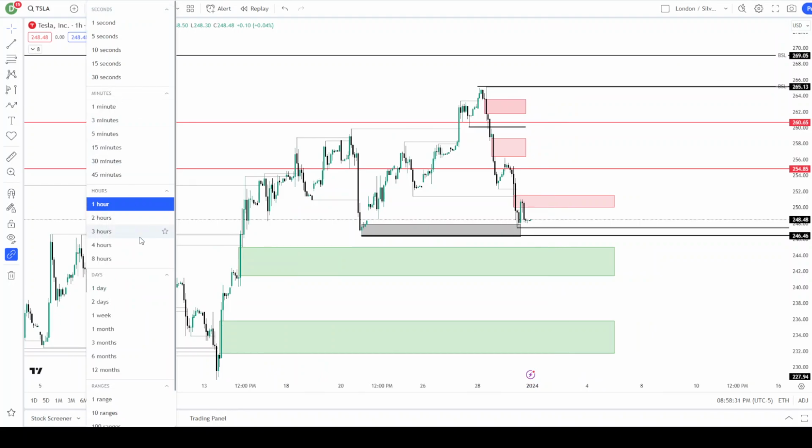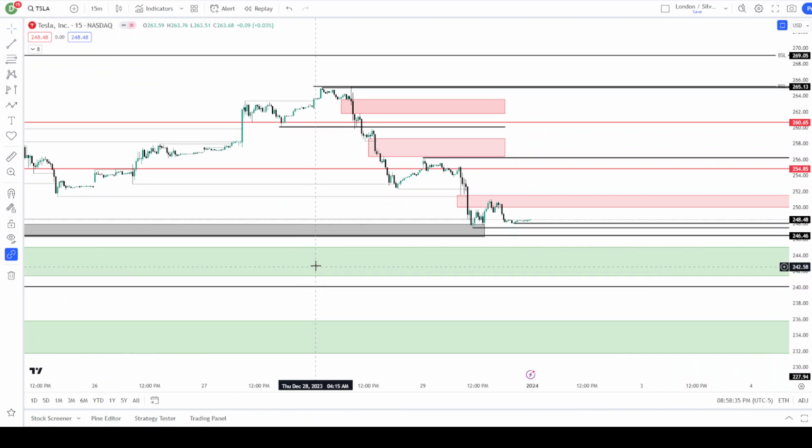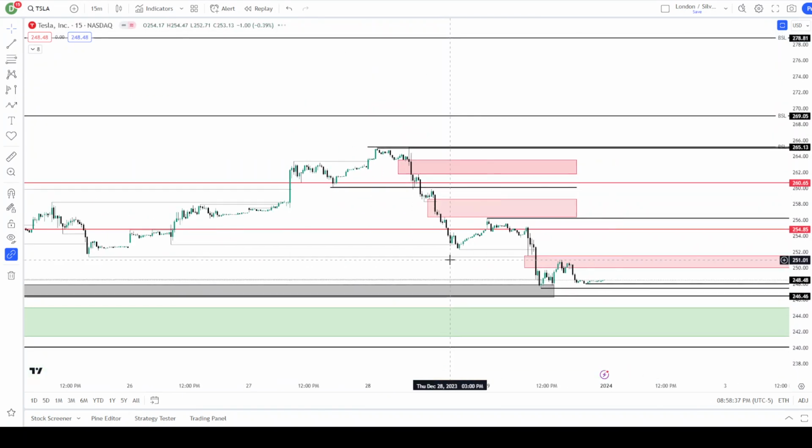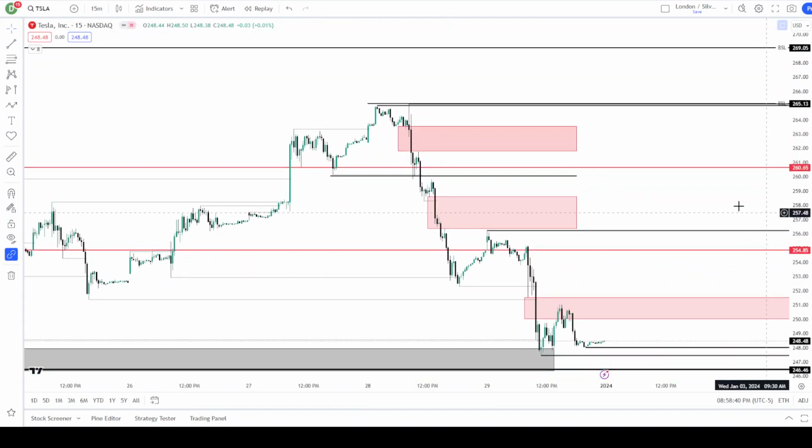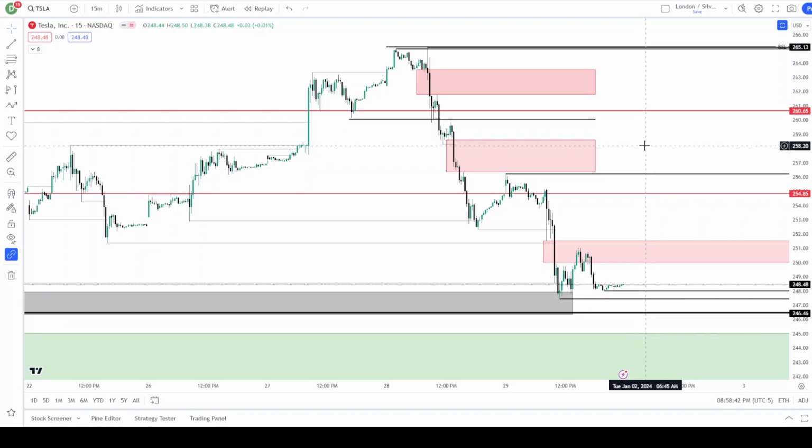We can drop down into a 15-minute chart, and on the 15-minute chart, you can just see a little bit better smaller time frame fair value gaps as well if you want to put those in.